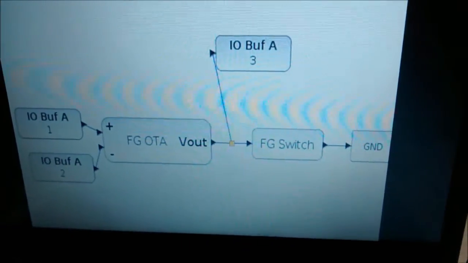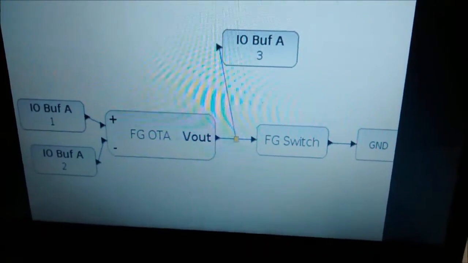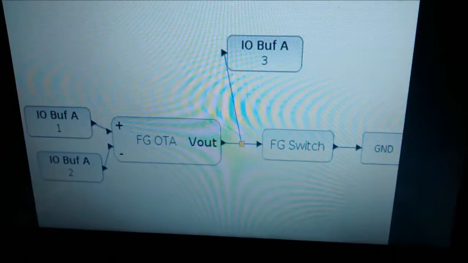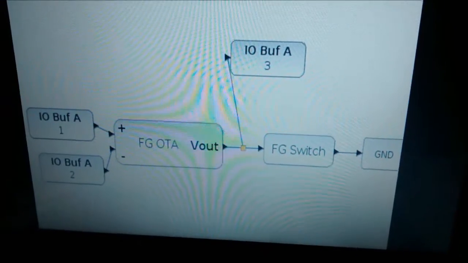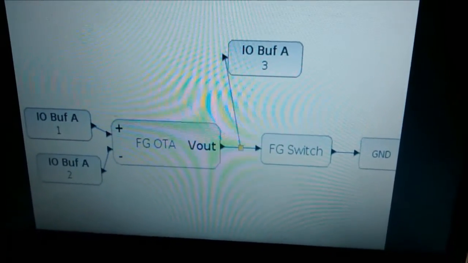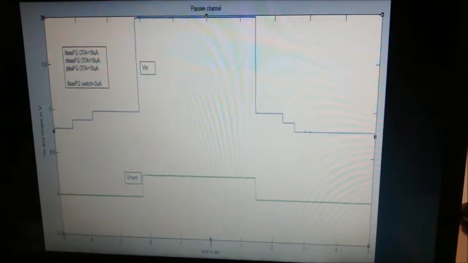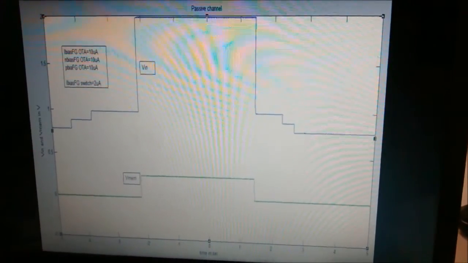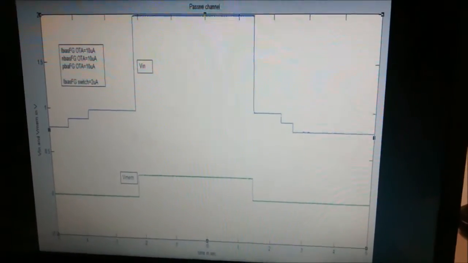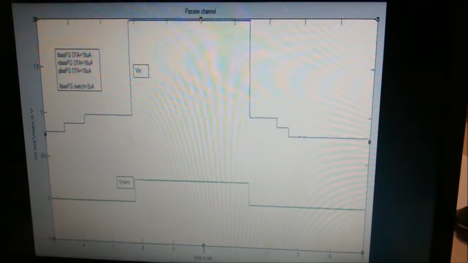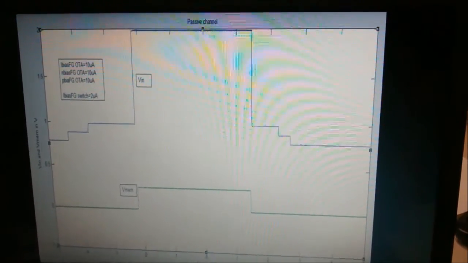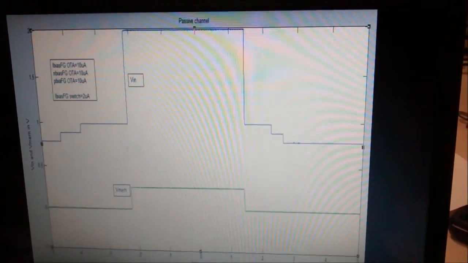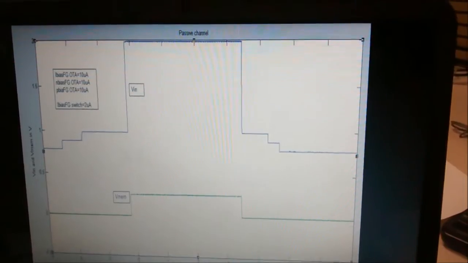If you can zoom in, this is the XCOS block diagram for the passive channel circuit. It's just a simple OTA connected to an FG PFET switch. The output connected here is measured using an IO buff 3, which is a buffer, and then we measure the output for the passive channel circuit. What we observed is whenever we gave an input which is more than the reference voltage, we got an output that is, as you can see, more than 0 volts. We have given DC voltage of different values, and finally when the input was more than the reference voltage, that is 1 volt, we got an output.